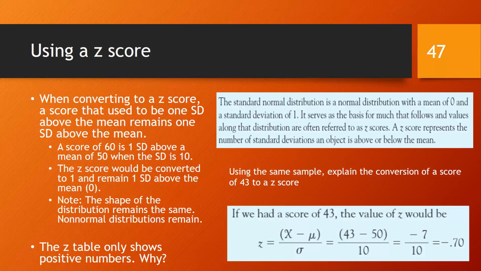A z-score represents the number of standard deviations an object is above or below the mean. Using the same sample, we could compute a z-score for 43. Let's plug it into the equation, where z equals x minus mu over sigma. X equals 43 and mu is the mean, divided by the standard deviation, which is 10, giving us a z-score of negative 0.70.